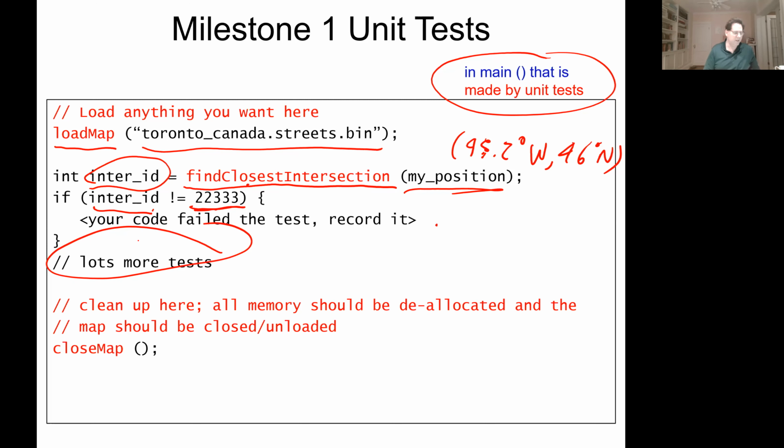And we'll do this a lot. So we're not going to test just one intersection. We're going to test a whole bunch of them. After all of these tests have run, our unit test, this ECE 297 exercise, will call your close map function.